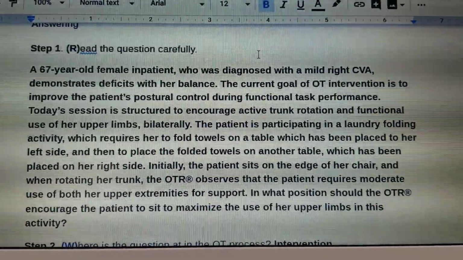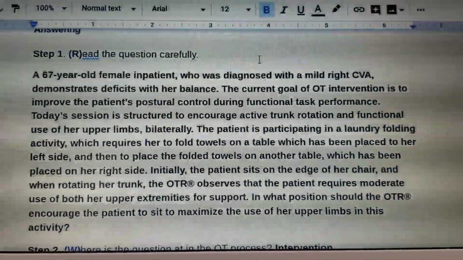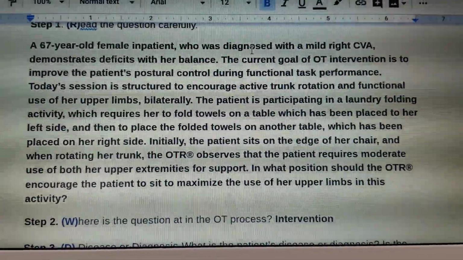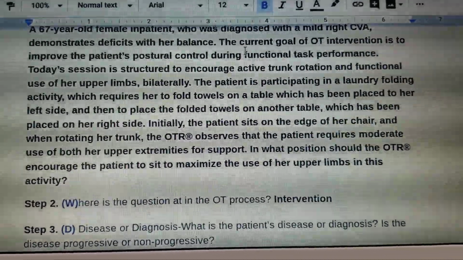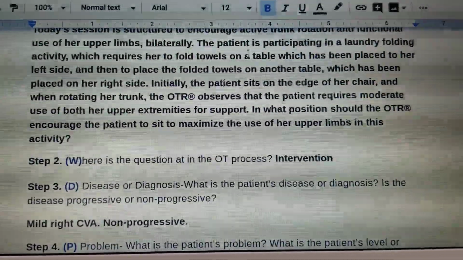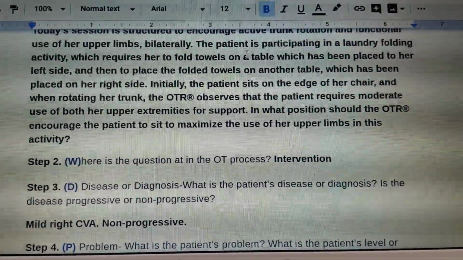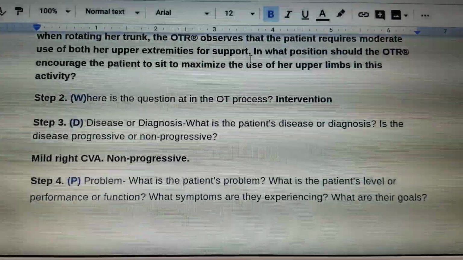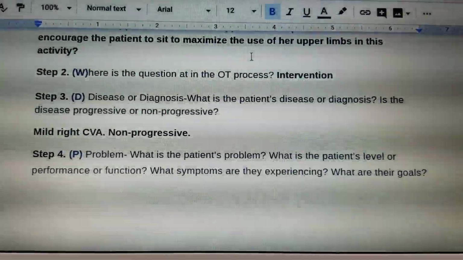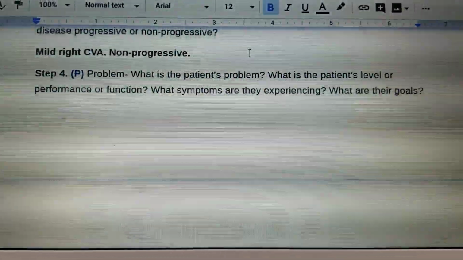In what position should the OTR encourage the patient to sit to maximize the use of her upper limbs in this activity? So after you read the question carefully, we want to really think about, okay, where are we in the OT process? So we know we are in the intervention stages, and we want to think about the diagnosis or the disease. So we know it's a mild right CVA and it's non-progressive, so they will get better. And so what is a patient's problem or performance or function, or what symptoms are they experiencing?